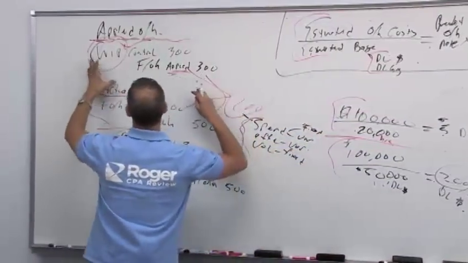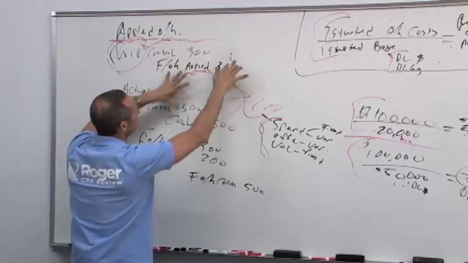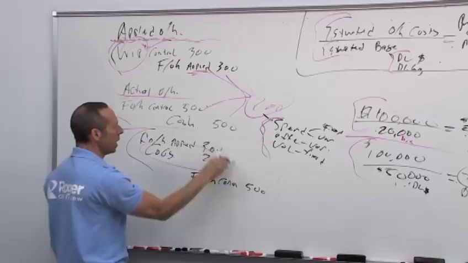Here we go. Remember here? Debit WIP, credit factory overhead applied. Then factory overhead control, cash. What happened? We were under applied by 200. Boom. Hit it for what? Throw it in the cost of goods sold.